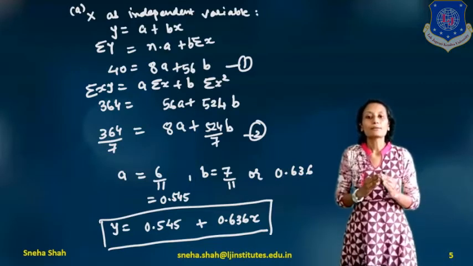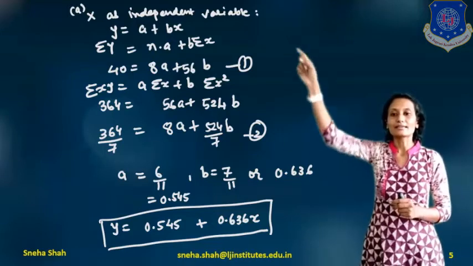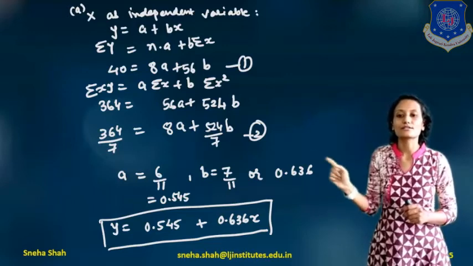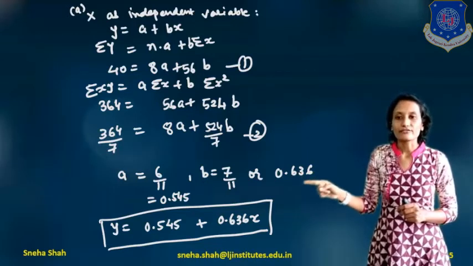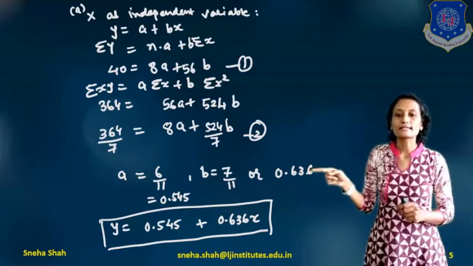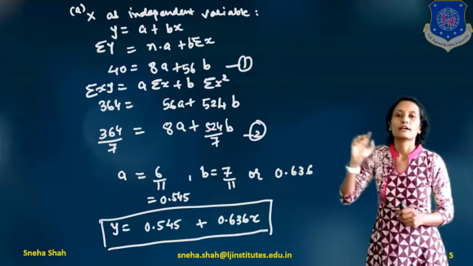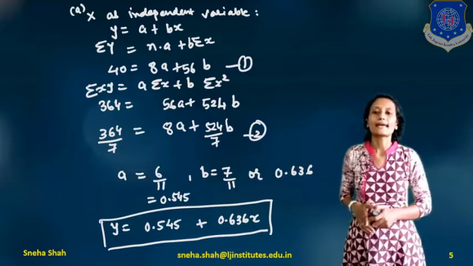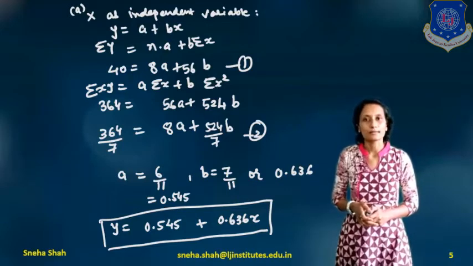Now we are putting the values of a and b in this equation, so the final answer is y equals 0.545 plus 0.636x. So this one is the final equation when we are considering x as the independent variable.